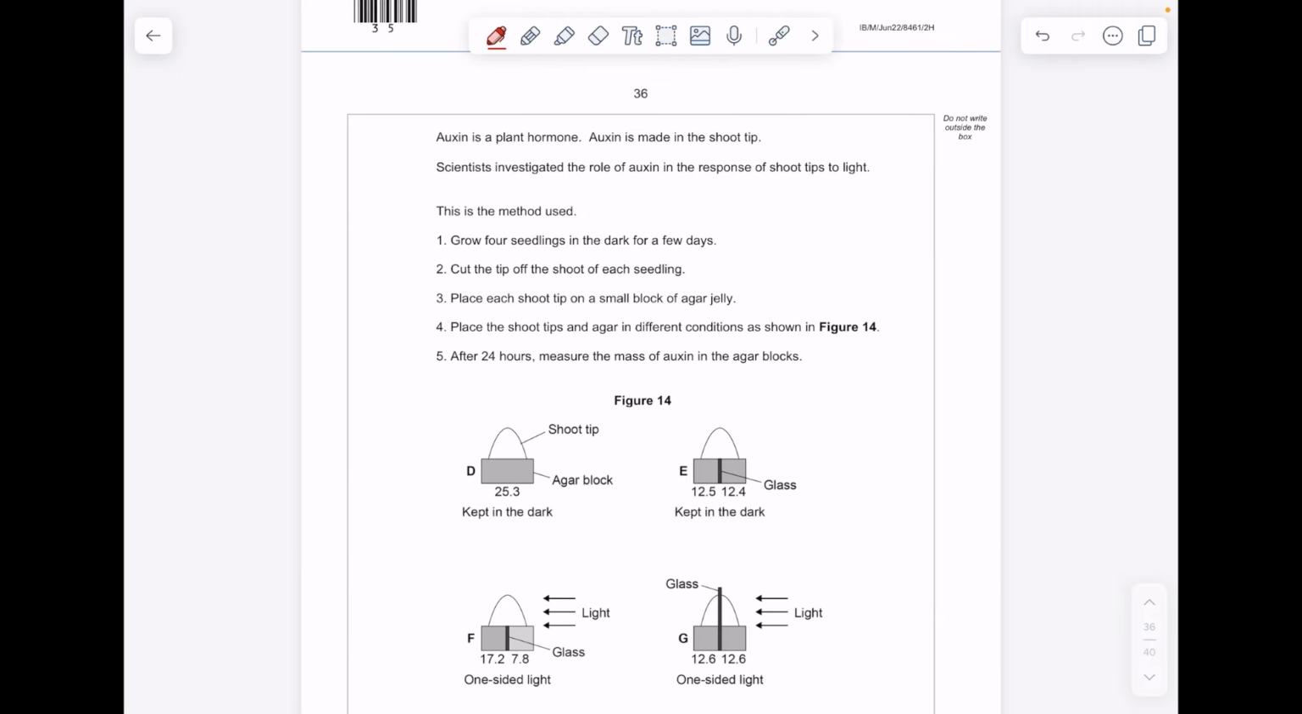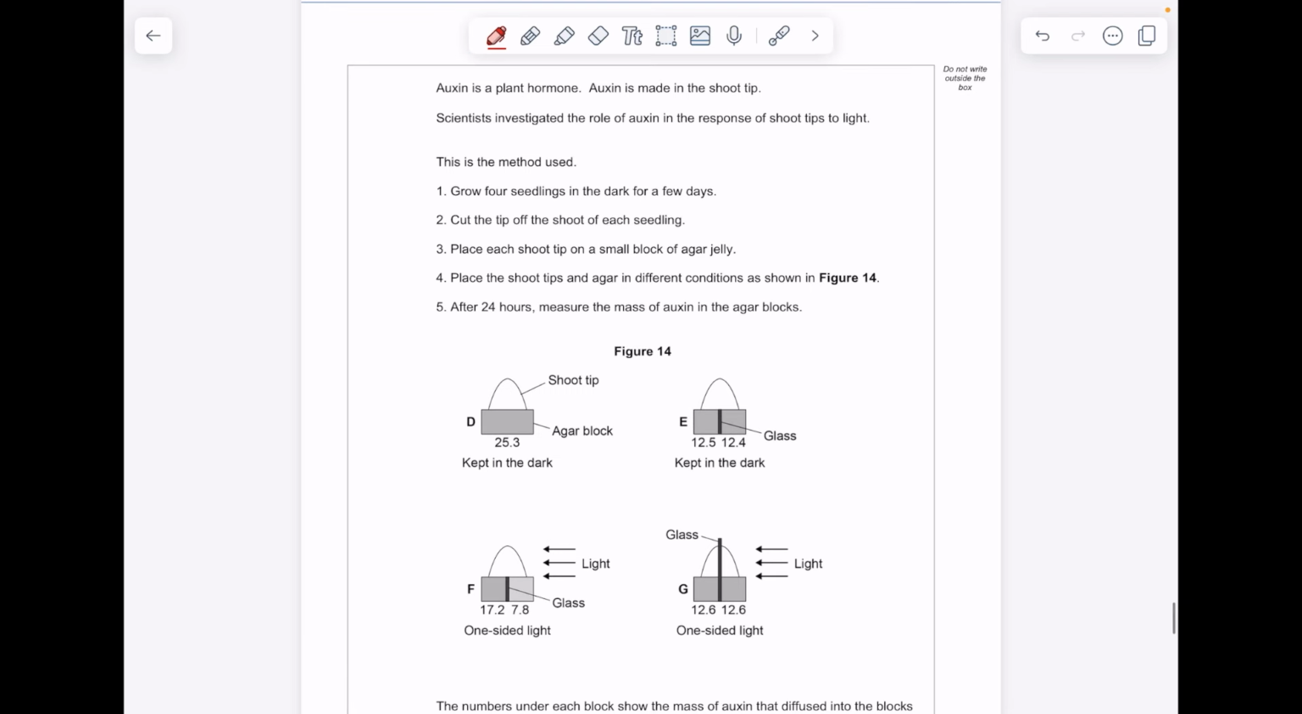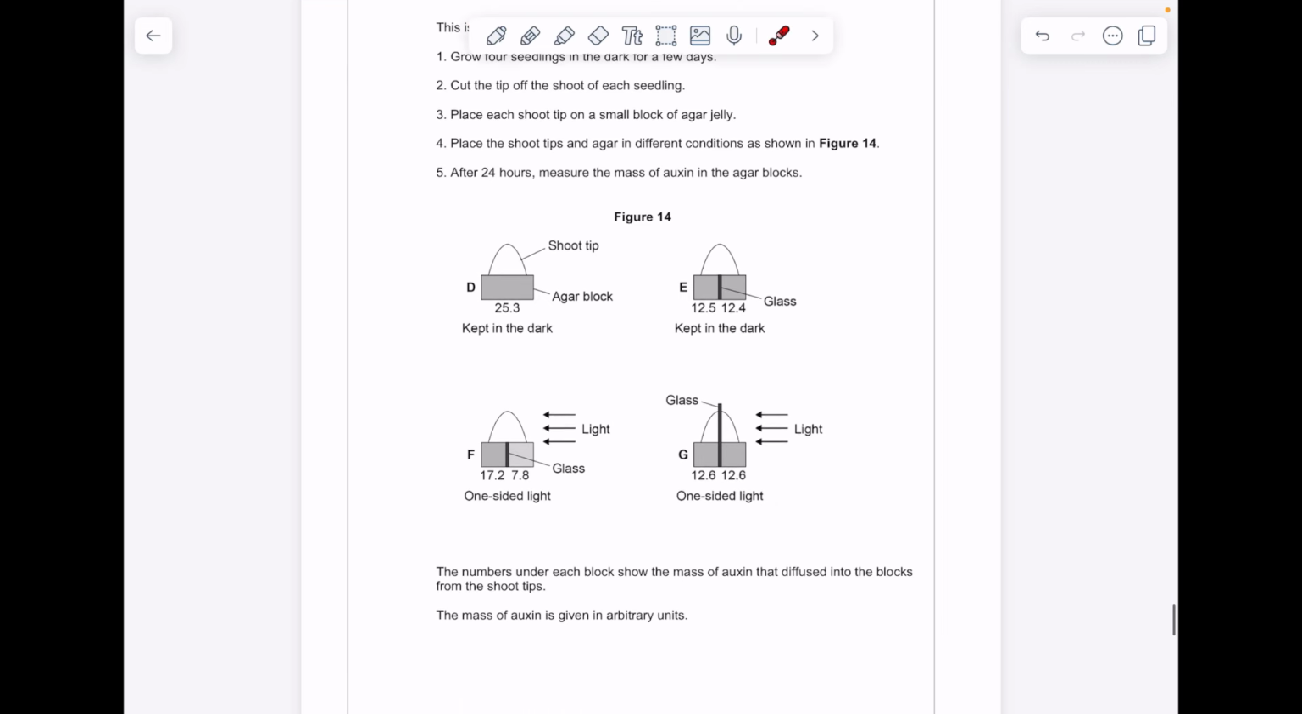Auxin is a plant hormone. Auxin is made in the shoot tip. Scientists investigated the role of auxin in the response of shoot tips to light. This is the method used. Grow four seedlings in the dark for a few days. Cut the tip of the shoot off each seedling. Place each shoot tip on a small block of agar jelly. Place the shoot tips and agar in different conditions. After 24 hours, measure the mass of auxin in the agar blocks. The numbers under each block show the mass of auxin that diffused into the blocks from the shoot tips.